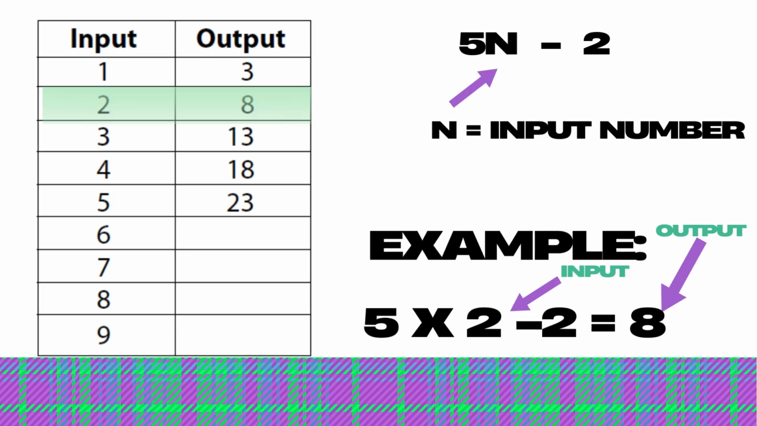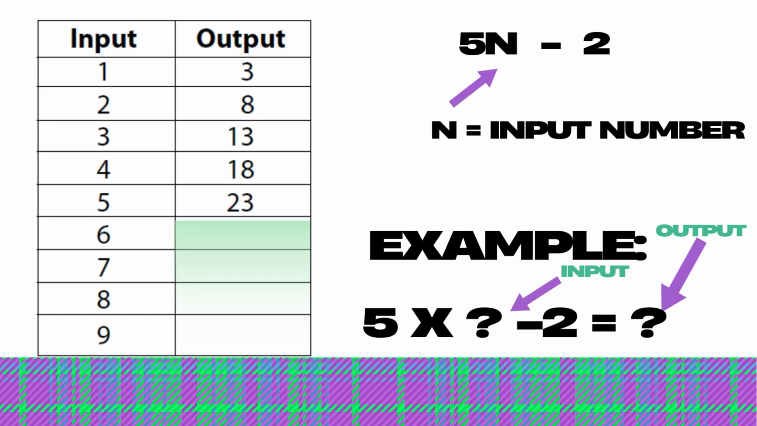Let's look at the second input. It is the number 2, because the input increases by 1 each time. If that number 2 equals n, and I put that into the equation I have here, 5 times 2 equals 10, and then subtract 2 would equal 8. That is my output. This will work for each of these.